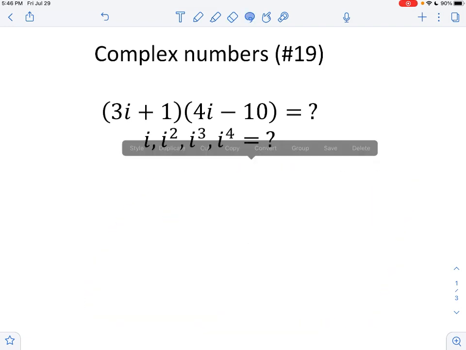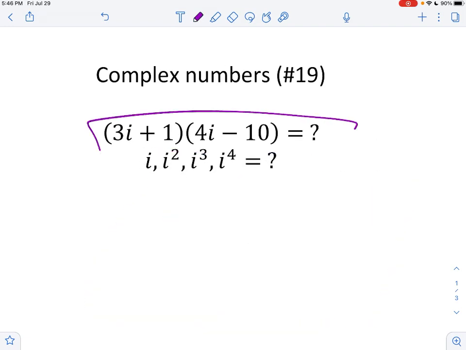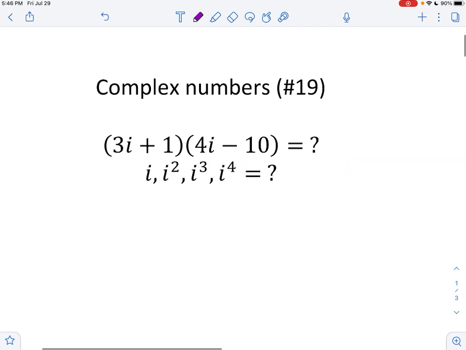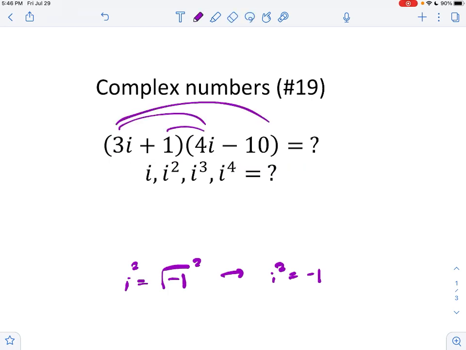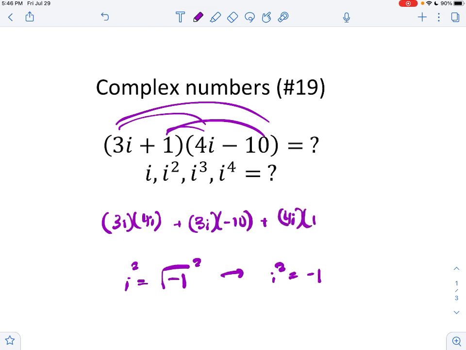Now, you're going to be asked to do operations with complex numbers like this. For example, how would you multiply these two out? What you need to keep in mind is that i is equal to the square root of negative 1. It's a concept that doesn't make sense. What you can notice is that if you square both sides, you get i squared is equal to negative 1. And you can use this to make the solution a little easier, okay? So let's do this. We're going to do foiling: first, outer, inner, last. That turns into 3i times 4i plus 3i times negative 10 plus 4i times 1 plus 1 times negative 10.